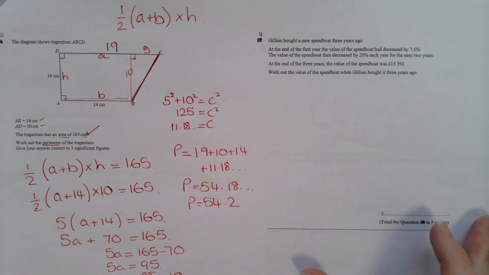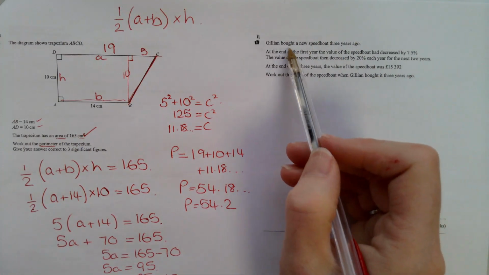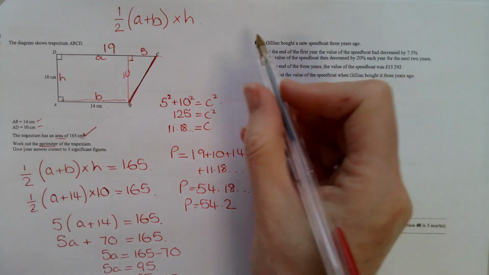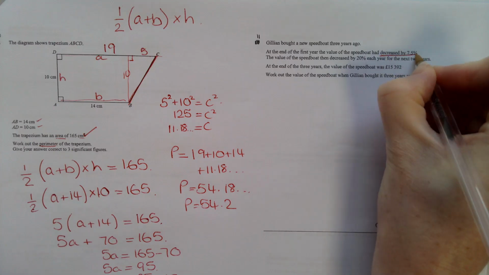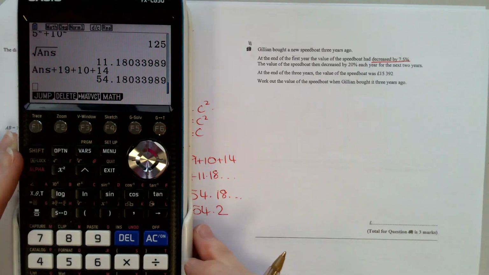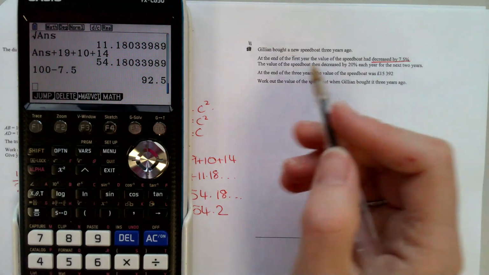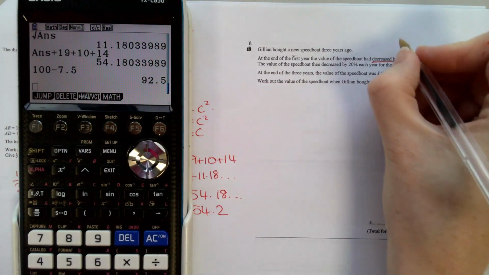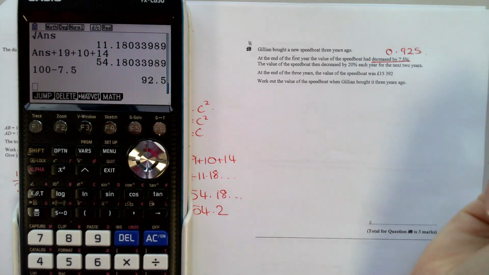Okay, question 11 on paper 2H, gap analysis. Gillian bought a new speedboat 3 years ago. At the end of the first year, the value of the speedboat had decreased by 7.5%. I'm going to pick up my calculator and think, well, I start with 100% and I'm going to take off 7.5%. So I've now got 92.5%. So that as a multiplier is 0.925.